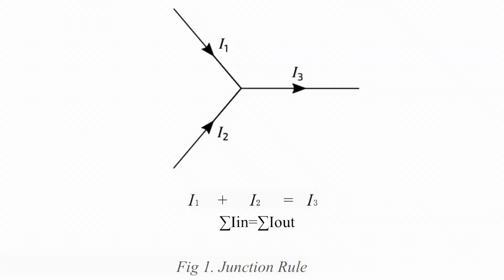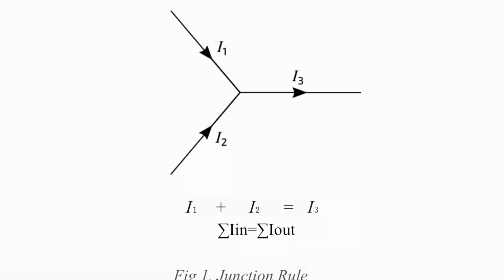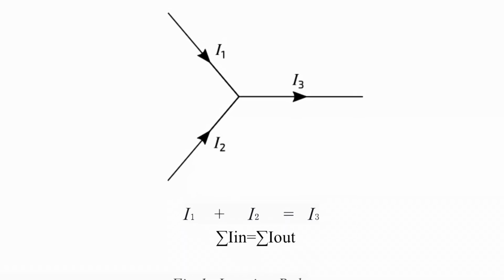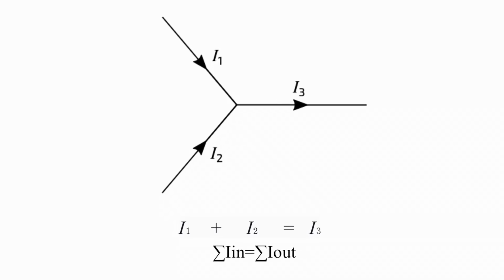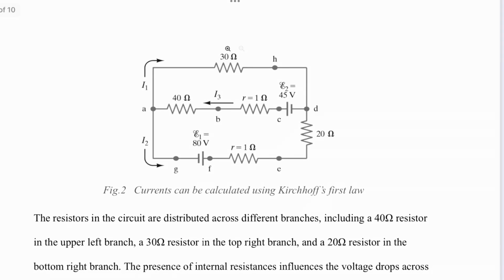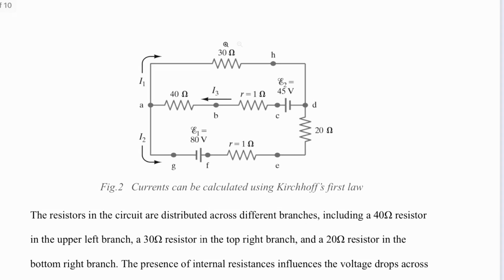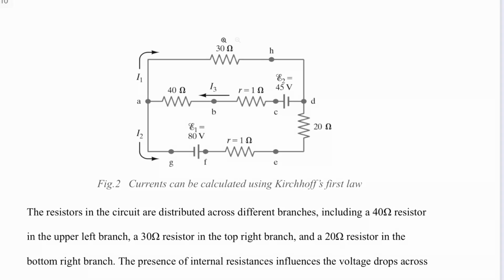Kirchhoff's first rule, which is the junction rule, states that the total current entering a junction in an electrical circuit must be equal to the total current leaving the junction. I apply this rule to my experiment by measuring the current in each node and calculating the sum.